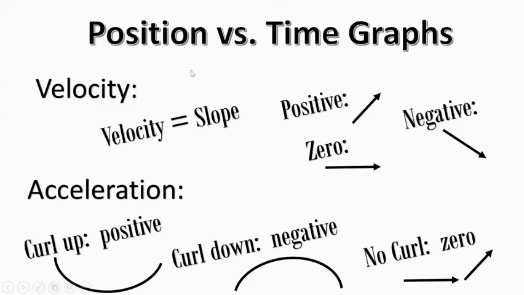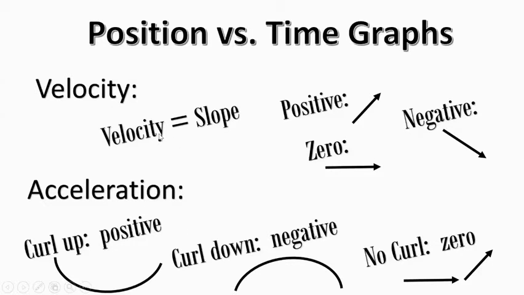Well, first of all, you can look at a position versus time graph and you can tell a couple pieces of information. You can tell whether the velocity is positive or negative, or zero, and you can tell whether the acceleration is positive, negative, or zero as well. And with that information, you can draw the right shape of a velocity versus time graph.